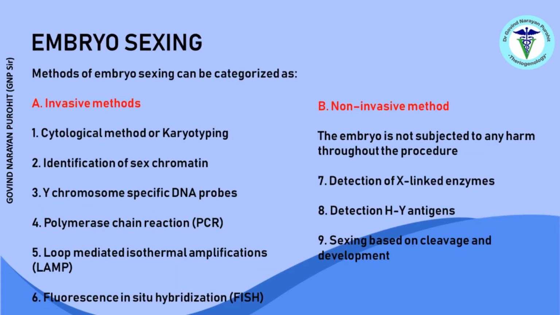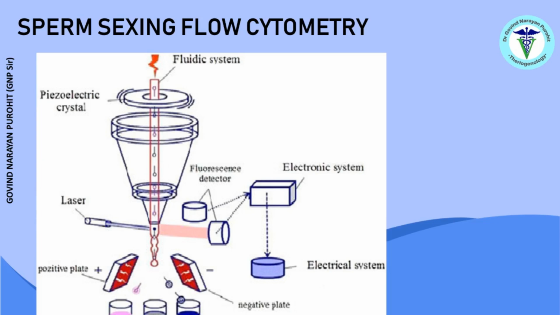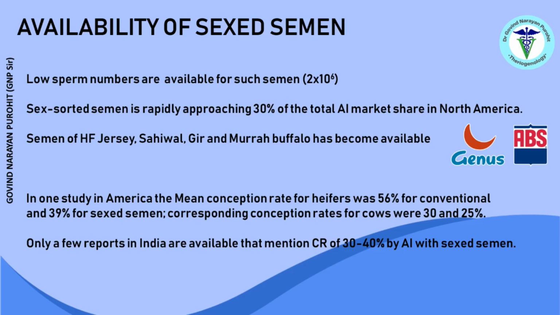Embryo sexing can be done through invasive methods like karyotyping or non-invasive methods like detecting X-linked enzymes. Sperm sexing using flow cytometry allows for the selection of sperm based on sex chromosomes, aiding in gender-specific breeding. Sexed semen is becoming more available, with significant advancements in conception rates for heifers and cows.